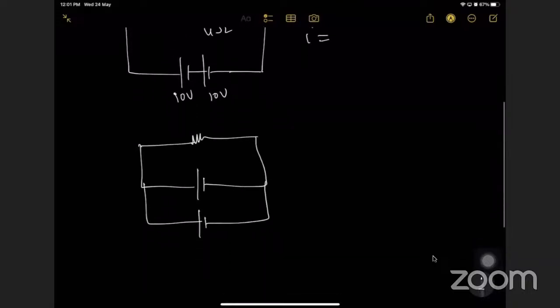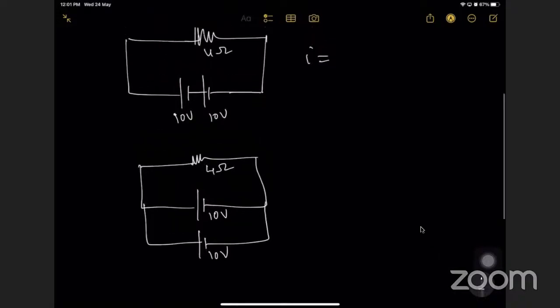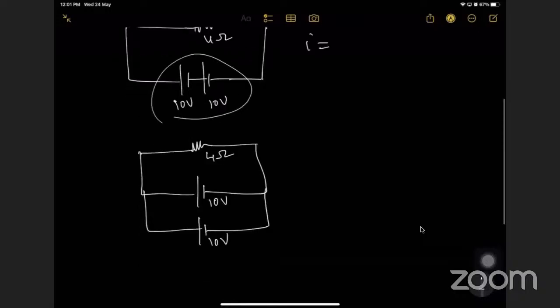Okay, fine. What is the case now? If I have something like this and like this, 4 ohms, 10 volts, 10 volts. What's the current now? 4. The current is different now, sir. What's the difference between this case and this case? Sir, one is parallel and the other is in series.